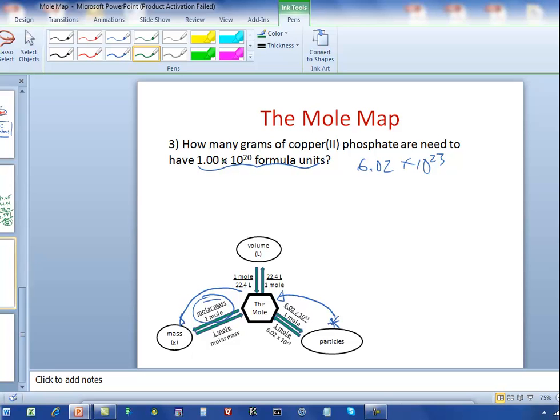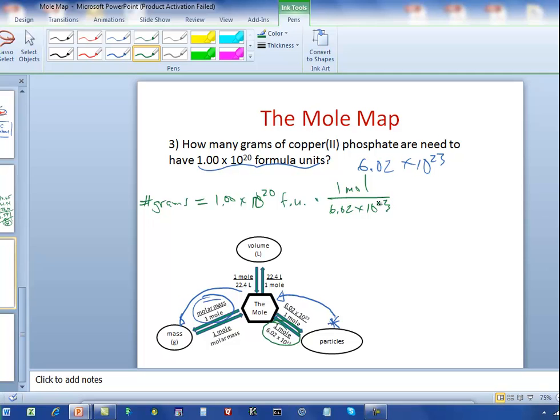Number one, set up the thing that we're trying to calculate. We're trying to get the number of grams. Then we put down what we've been given. That's 1 times 10 to the 20th formula units. Now we need to apply a conversion factor. We have to divide by Avogadro's number, so that's 1 mole over 6.02 times 10 to the 23rd.